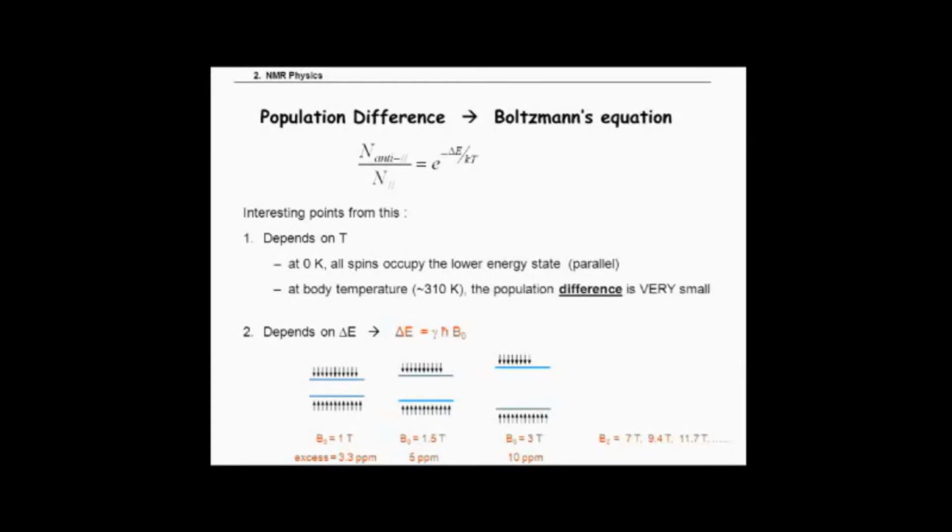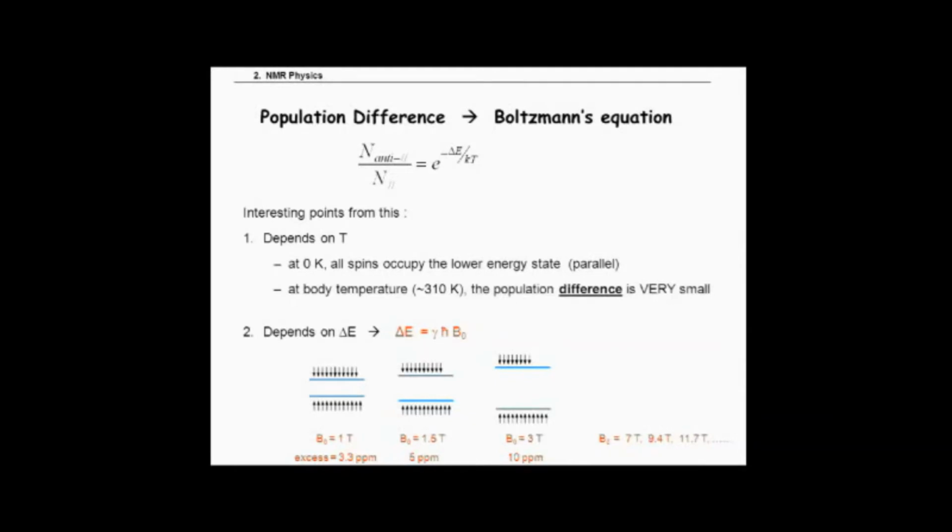So if we put the temperature to zero, it turns out that all of the spins would be in the lower energy state. But once we go to room temperature or to body temperature, it turns out that the population difference between the two levels is very, very small. Okay. Now the second thing to note is this energy gap here.